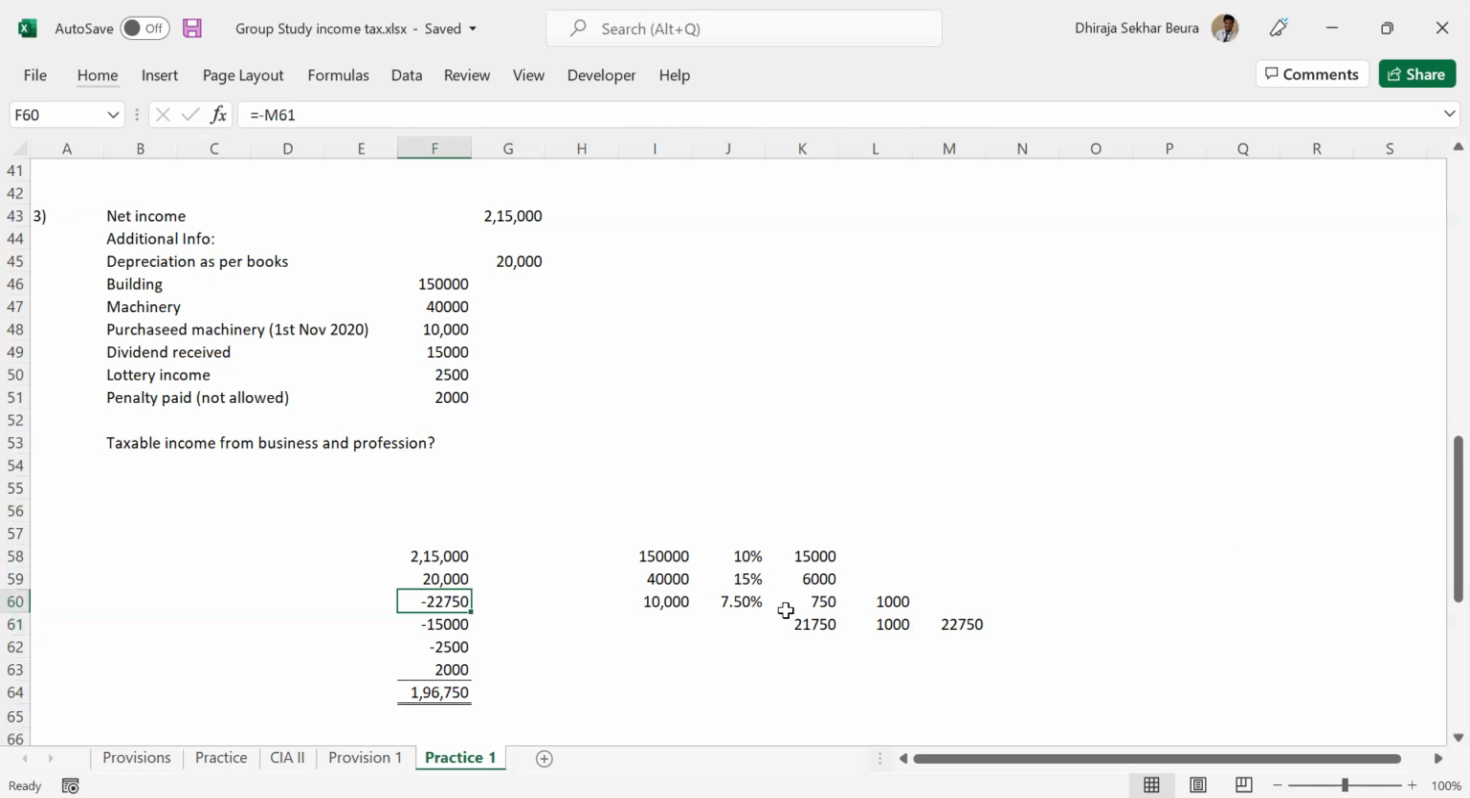Now let's come to next one. That is dividend receipt. We have to deduct 15,000. Daughter income 2,500. We also have to deduct. Penalty paid, not allowed. We have to add back. So if you do the calculation now, your taxable income comes to 1,96,750.